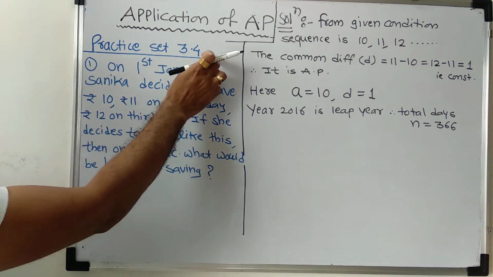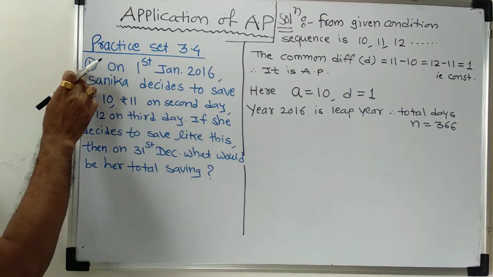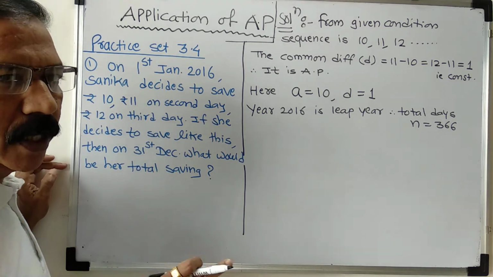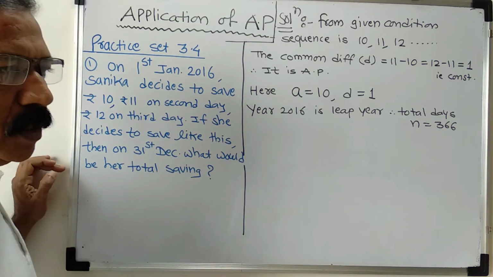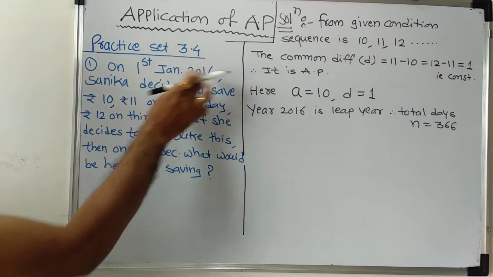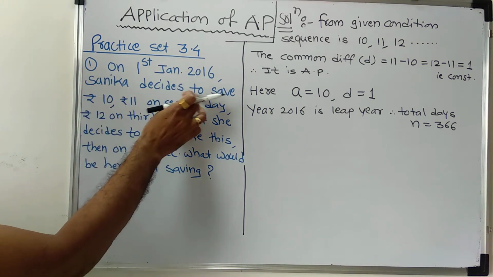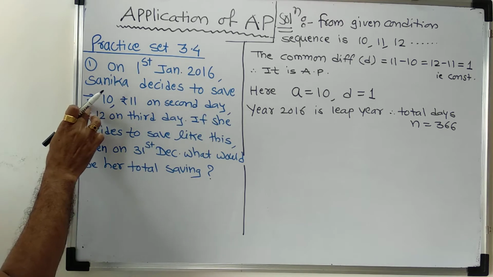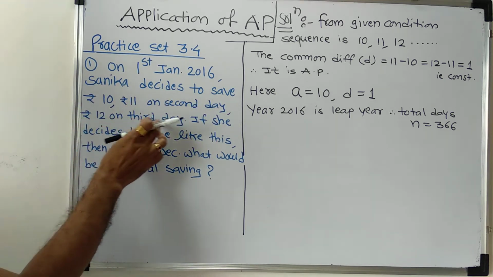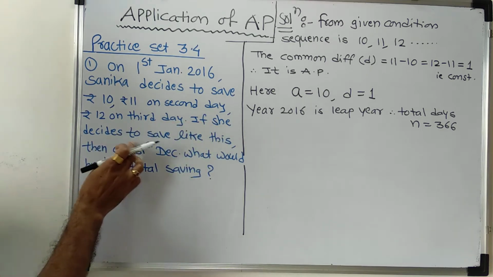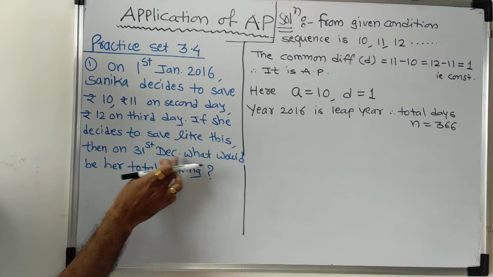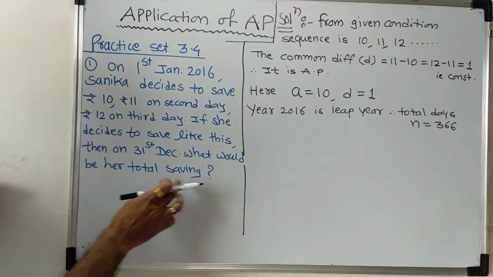Practice set 3.4, question number 1. Read the question twice so that you will come to know what is given and what to find. That is a very important thing. See, on 1st January 2016, Sanika decides to save rupees 10, then rupees 11 on the second day, rupees 12 on the third day. If she decides to save like this, then on 31st of December, what would be her total saving?